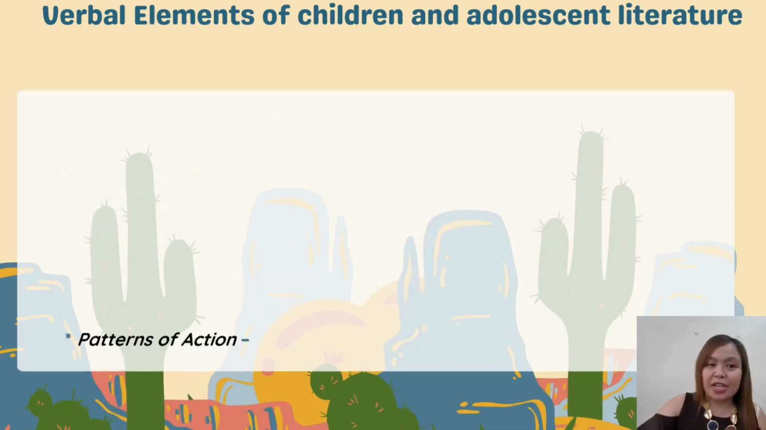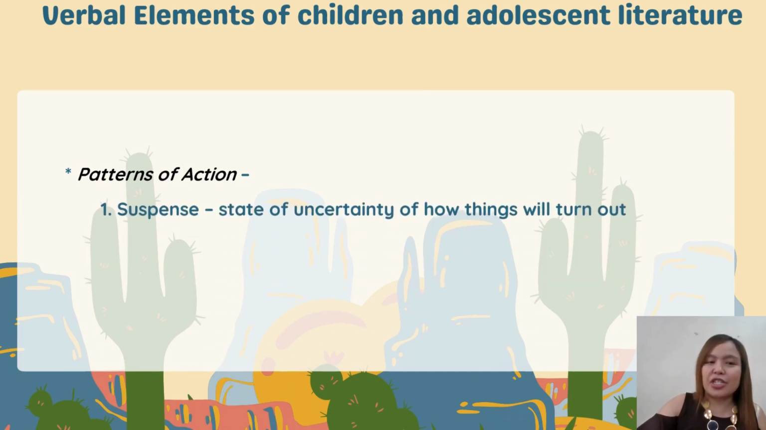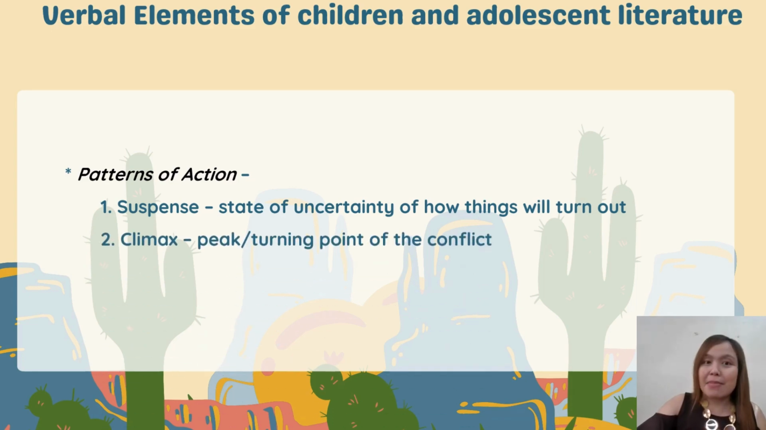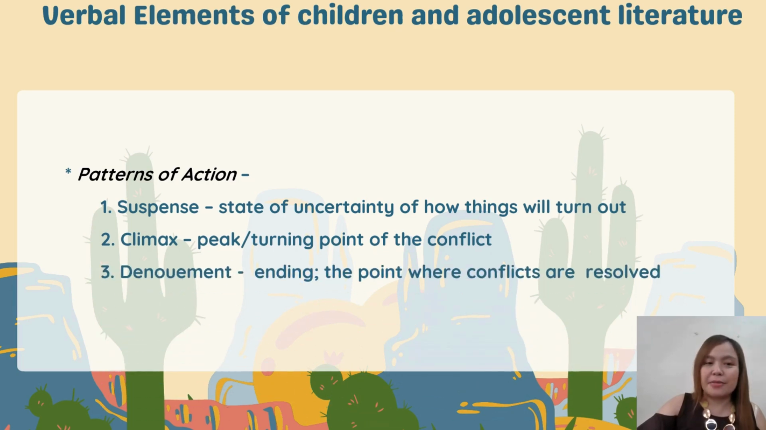Next, patterns of action. When we talk of patterns of action, we look at suspense, that state of uncertainty of how things will turn out. Suspense is what keeps us on the edge of our seats because we would like to know what would happen towards the end of a literary piece. Climax is the peak or turning point of the conflict in the story. And the denouement, which is simply the ending, is the point where conflicts are resolved.